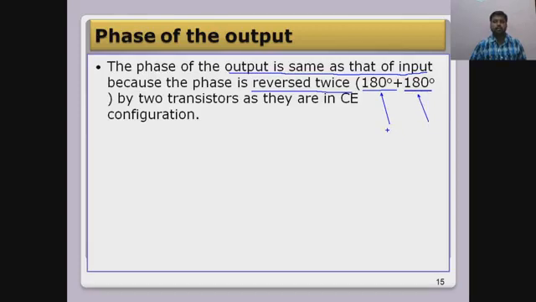Stage 1 gives 180 degrees plus stage 2 gives 180 degrees, by the two transistors as they are in a CE configuration. So now the total phase shift is 360 degrees.